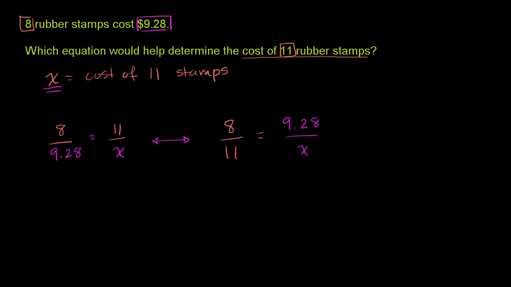So you could rewrite this one over here, you could say $9.28 is to 8 as x is to 11. I've just flipped both sides. Or you could flip both sides of this: 11 is to 8 as x is to $9.28. And obviously, any of these, you can flip the equal sign. You could say x over $9.28 is the same thing as 11 over 8.